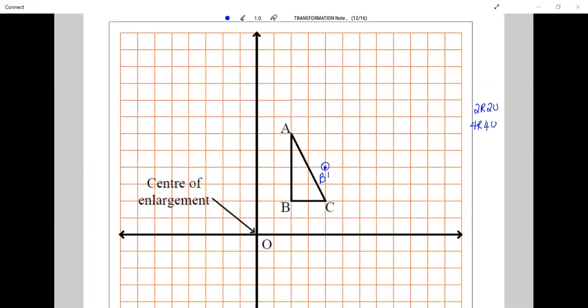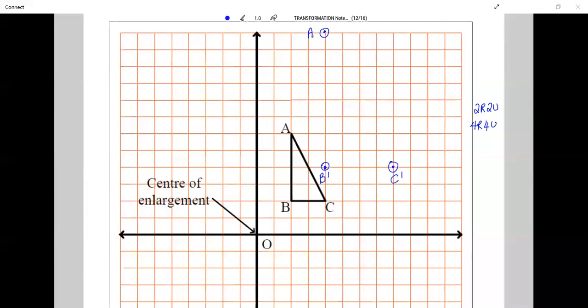From the center to C, I had to go 4 right and 2 up. To get to the image, I must double that distance. So it's 8 right, and 4 up. This is the new position of C. This is C prime. To get to A from the center, it is 2 right and 6 up. To get to the image, A prime, I must double that distance. So it's 4 right and 12 up. This would be the new position of A.